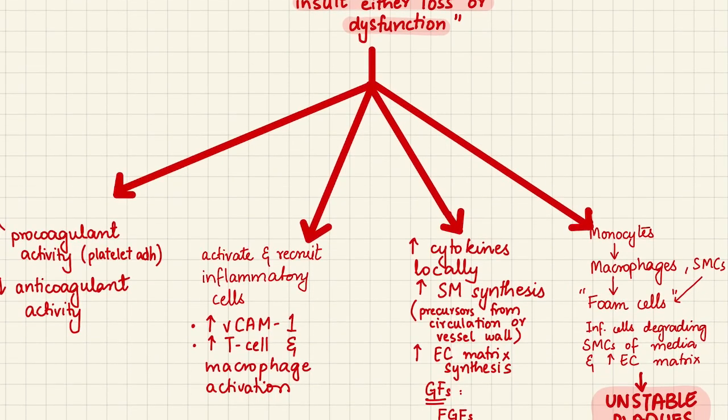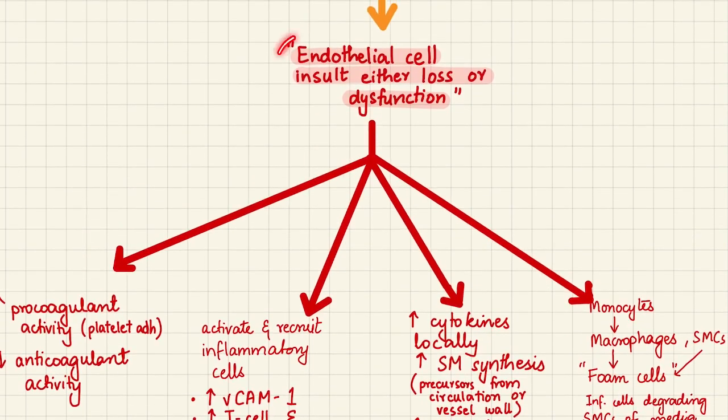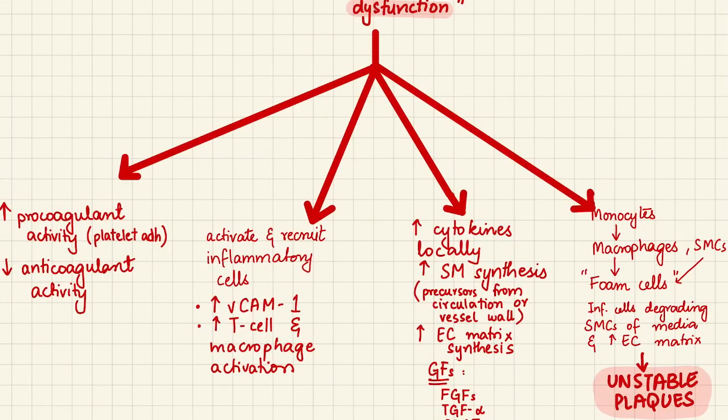So, once there is endothelial insult, either loss or dysfunction, now normally we know that the endothelial cells are responsible for keeping the blood in a liquid state. That means it sees whether coagulation is needed or not, and if coagulation is not needed, it destroys the clot that it has formed. That is the normal function of endothelial cells.